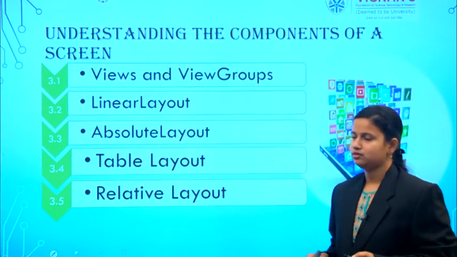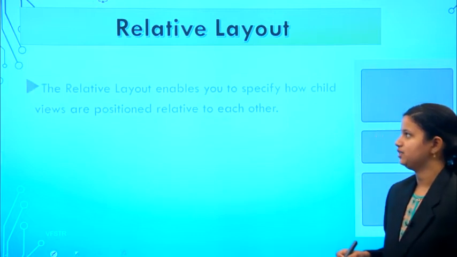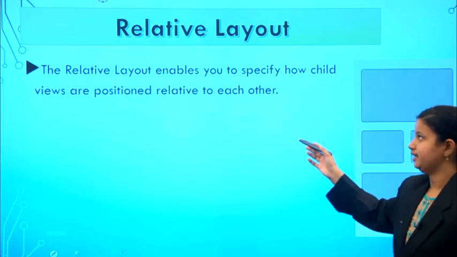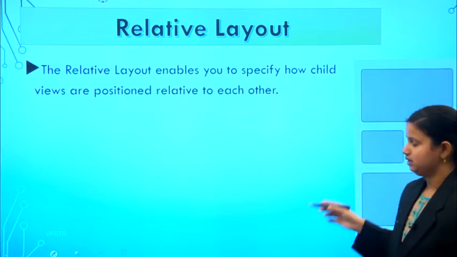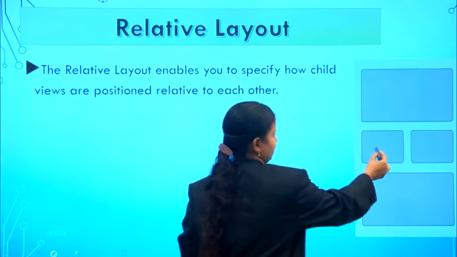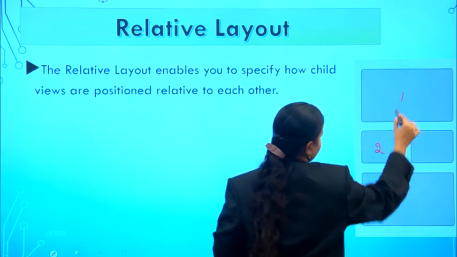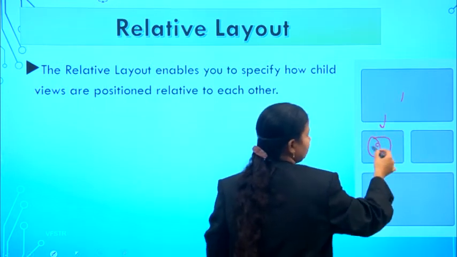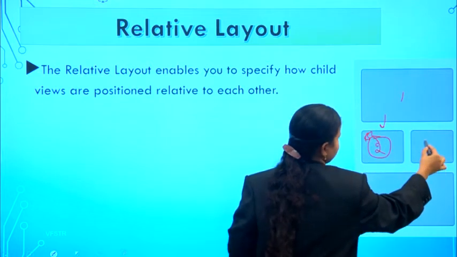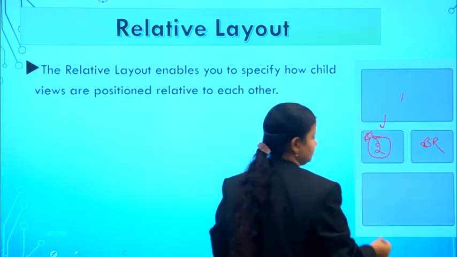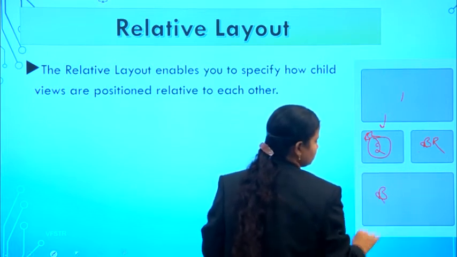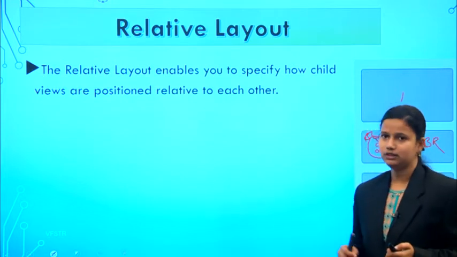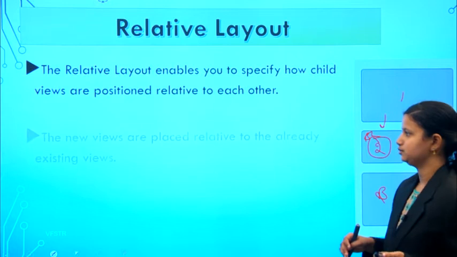And next thing is relative layout. What is this relative layout? It specifies how the child views are positioned relative to each other. Whenever you are seeing this diagram, this second view is to be positioned relative to the first one, that is a bottom left position. Whenever you are observing this one, this is a bottom right position. Whenever you are seeing this one, bottom position. So in this way, we have to arrange the views relative to the previous one.